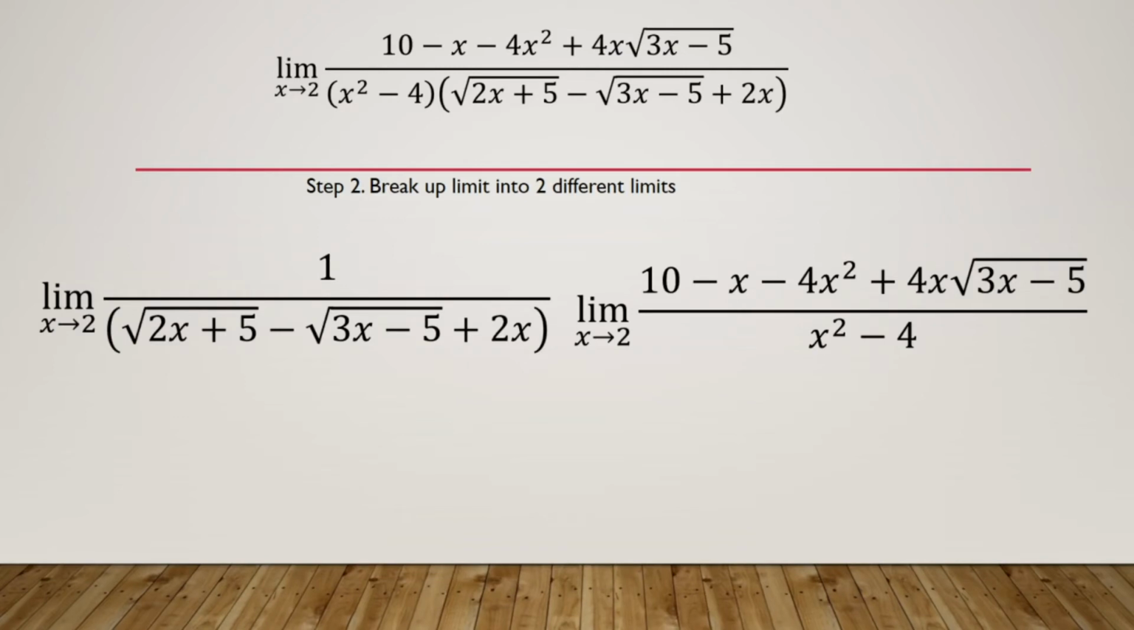The reason I'm going to keep the 10 minus x minus 4x squared plus 4x times the square root of 3x minus 5 is because I'm going to have to multiply again by another conjugate to simplify the denominator.